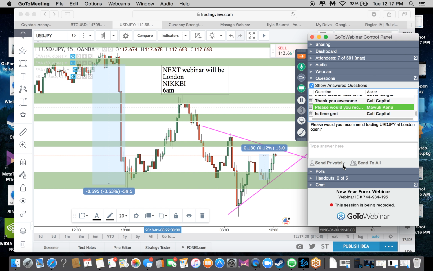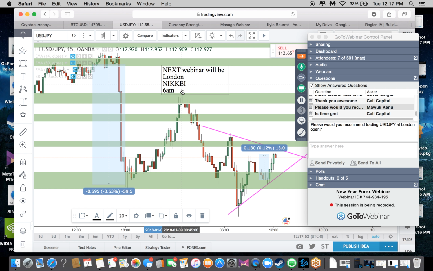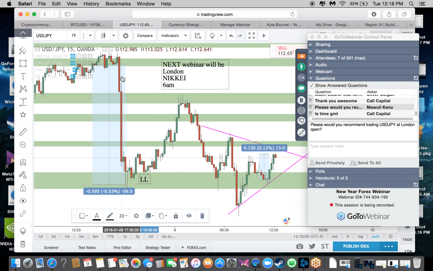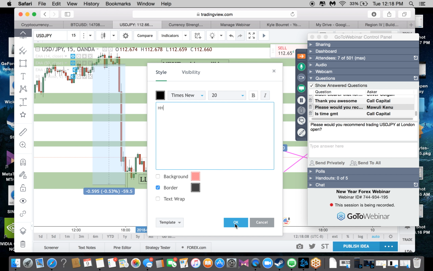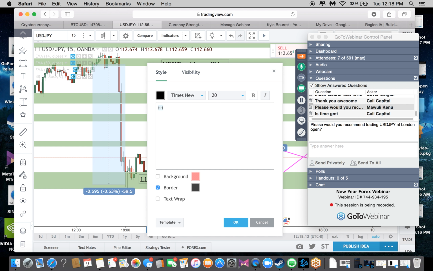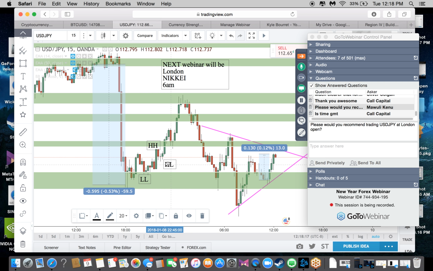I got another question. Please, would you recommend trading USD JPY at London Open? I would recommend trading USD JPY at London Open. The reason why is because you're still going to have the last hour, right? So let's look at London Open last night, for example. We have a lowest low here. Price already pulled down major, and now it's been consolidating for a few hours, right? Now we have a consolidation box. We have a break. Now we have a higher high, right? Now we have a higher low. This is a higher low.